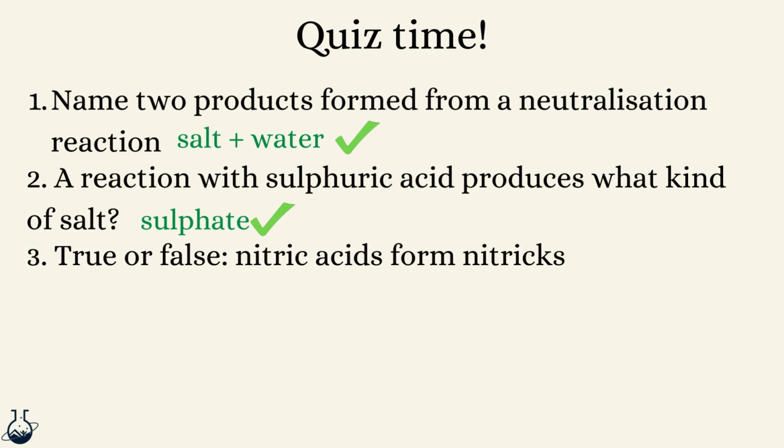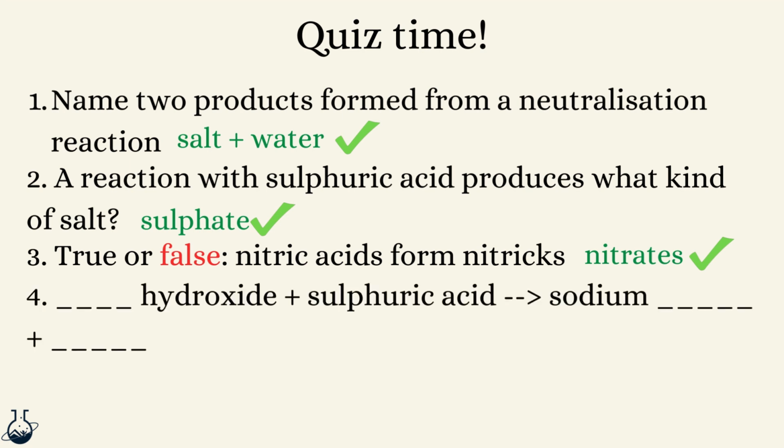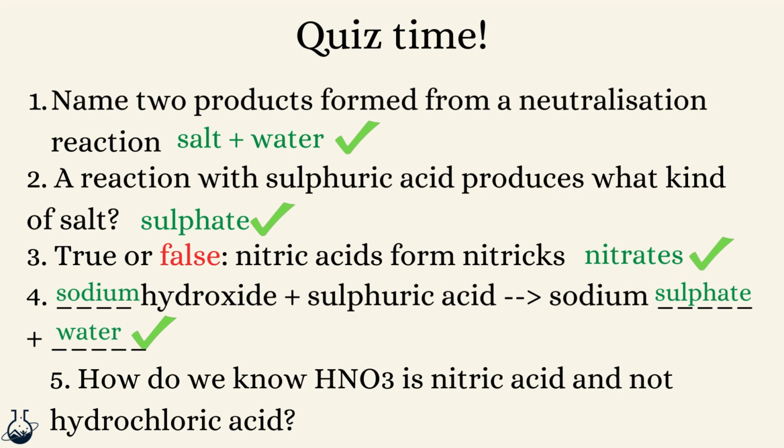Question 3. True or false? Nitric acids form nitrics. This is false. They form nitrates. Question 4. Fill in the blanks to make this equation true. Sodium hydroxide plus sulfuric acid makes sodium sulfate and water. And finally, question 5. How do we know HNO3 is nitric acid and not hydrochloric acid? It contains nitrogen. Well done, everyone.